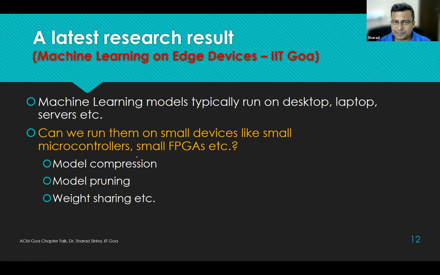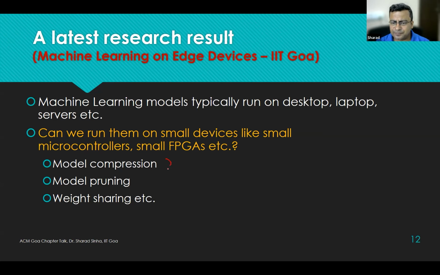Now, let me give you some examples of latest results. This work comes from my own research group here, where we are working on machine learning on edge devices. Typically, machine learning models would run on desktops, laptops, or servers. But we are asking the question, and in fact there are many other people in the world asking this question: can we run them on small devices, like small microcontrollers or small FPGAs?